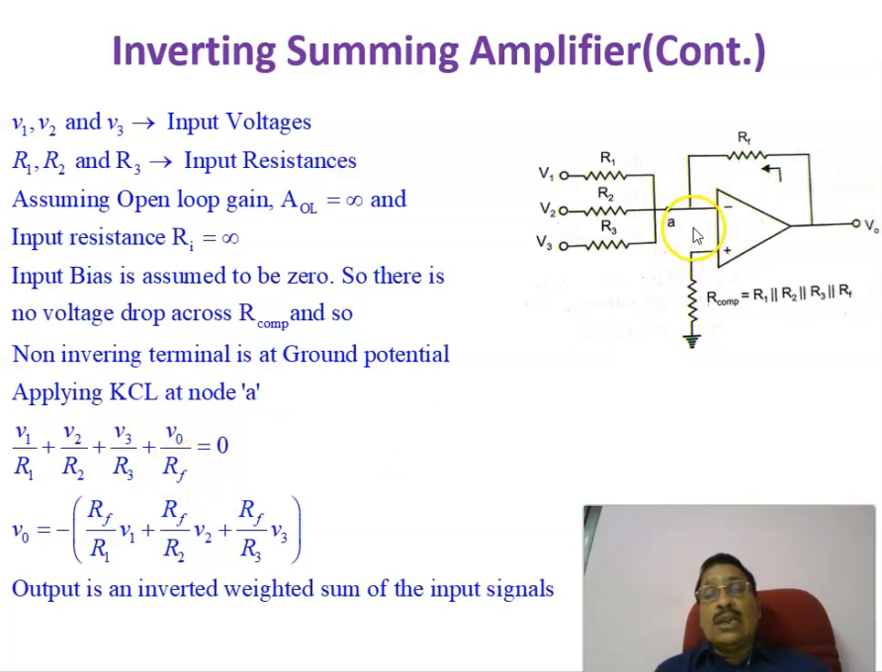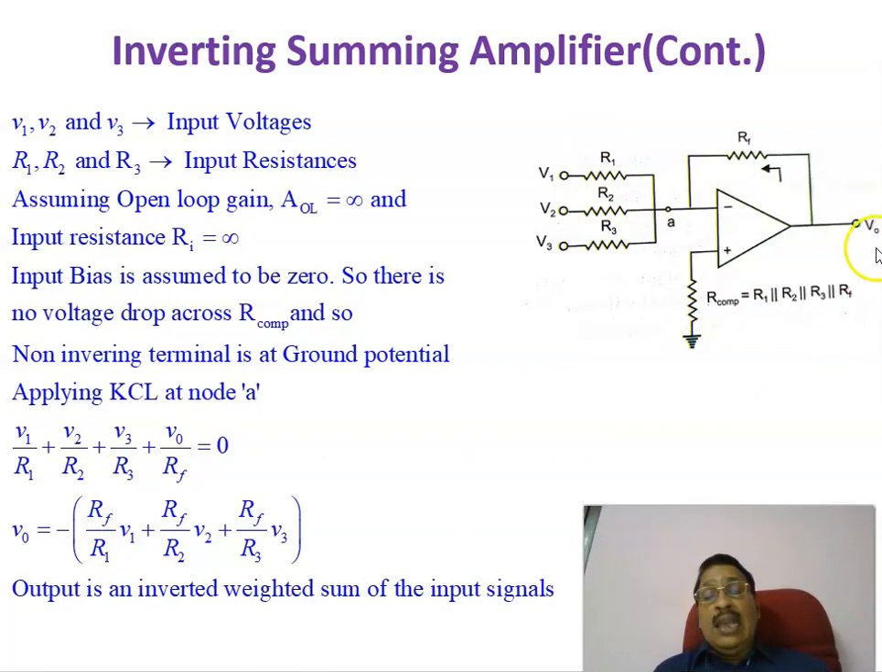We are applying Kirchhoff's current law to this node, and the total current coming towards this junction equals the current through each of these resistors, with V0 minus 0 divided by Rf, because we are assuming this as 0 voltage. Therefore, if you group this, the output voltage is equal to minus of Rf by R1 into V1 plus Rf by R2 into V2 plus Rf by R3 into V3. This is the output voltage in terms of the voltages V1, V2, V3 and the resistances Rf, R1, R2 and R3.